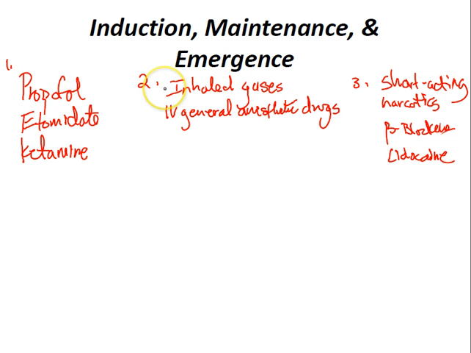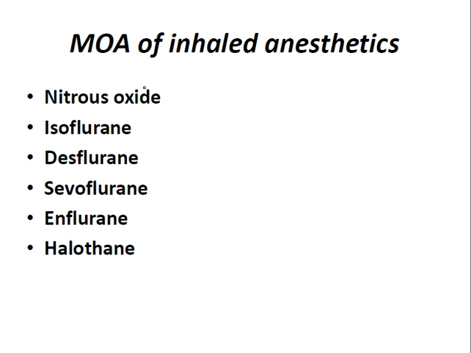Now, there's one big thing here with inhaled gases. There's a lot of theories out there explaining the mechanism of action of these inhaled anesthetics, including the action on cortical centers and inhibition of excitatory transmission in the spinal cord. I'm going to show you the main inhaled agents, and we're going to talk about the theories and what's going on, including some toxicities. There's a few toxicities you need to know. So for the mechanism of action, here are your inhaled anesthetics: nitrous oxide, isoflurane, desflurane, sevoflurane, enflurane, and halothane.